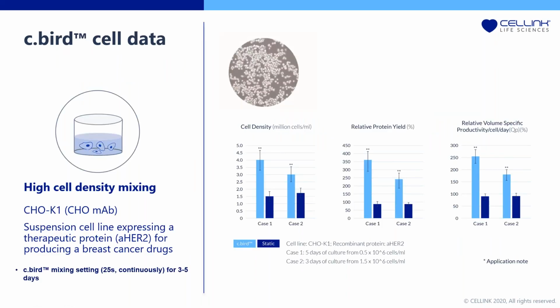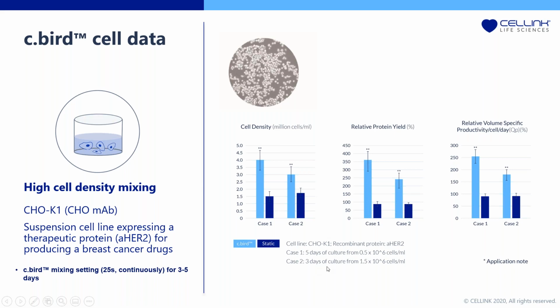In this experiment, we look at the cell growth and the protein yield of the CHO-K1 cell line that produces HER2 antibody used for the treatment of breast cancer. We compared SIBR to steady culture in 96-well culture plates and took an endpoint measurement. In case 1, we seeded 500,000 cells per milliliter and cultured for 5 days. In case 2, we seeded 1.5 million cells and cultured for 3 days.